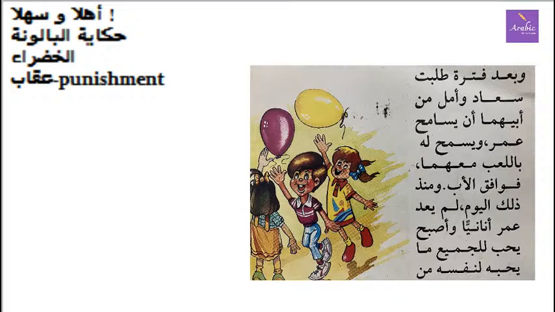ويسمح له, to allow him. يسمح is to allow, okay? ويسمح له باللعب معهما, to allow him to play with them. فوافق الأب. وافق is to agree, so the dad agreed. فوافق الأب. ومنذ ذلك اليوم, and since then, from that day, since that day.